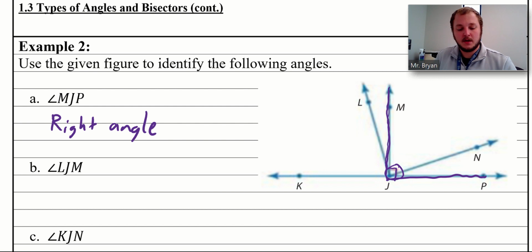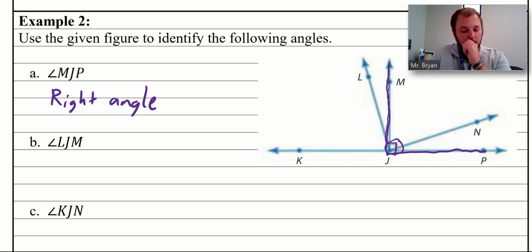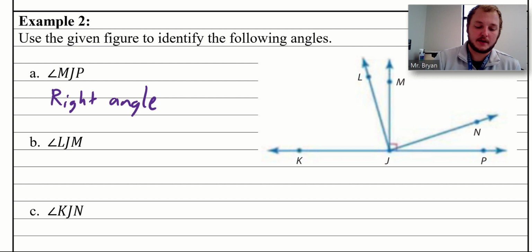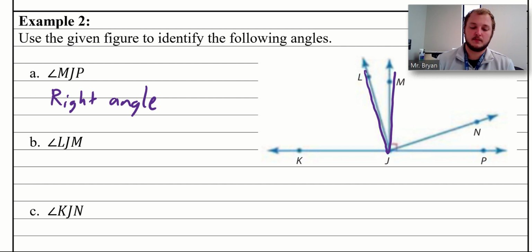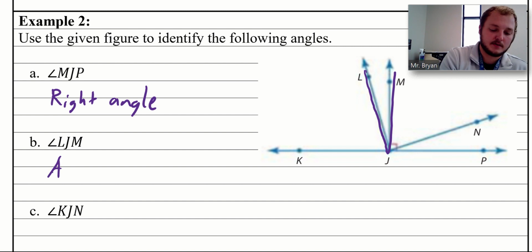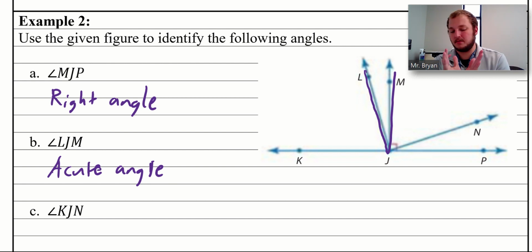Okay. Next one here, if I'm looking at LJM, I'll erase what I've already drawn on this. Again, follow those points. I look at L, J, and then M. Again, J is my vertex, so that's in the middle. If I'm thinking about that, I see it's this small. I understand that 90 would have to be way over here, so it's less than that. So that is an acute angle. Very small measure. Could be about 10 or 20 degrees or so.